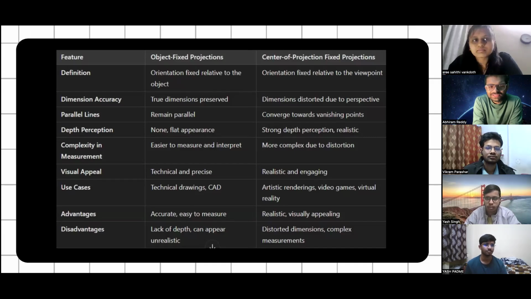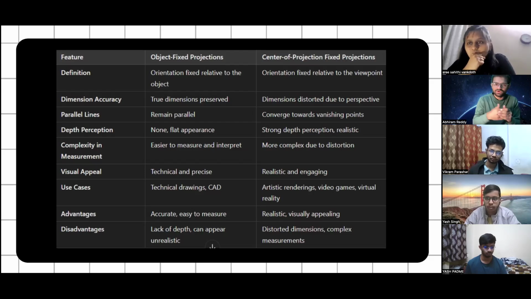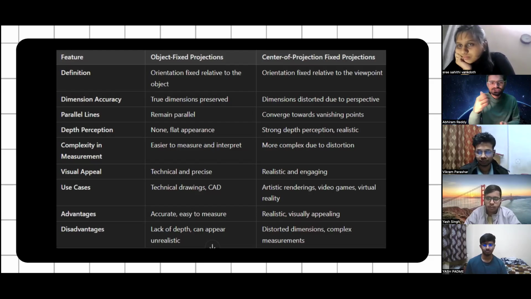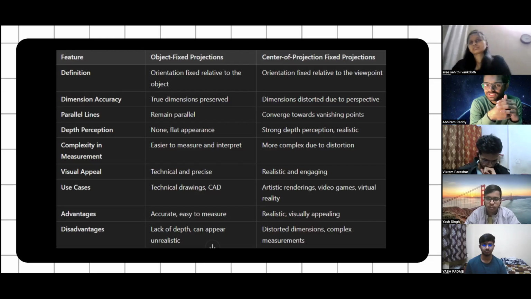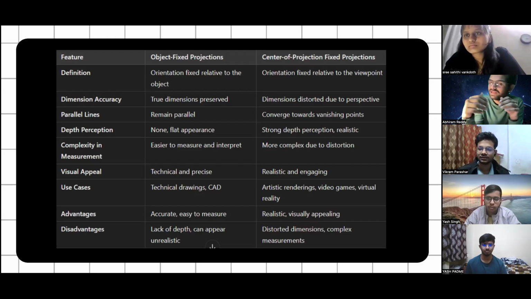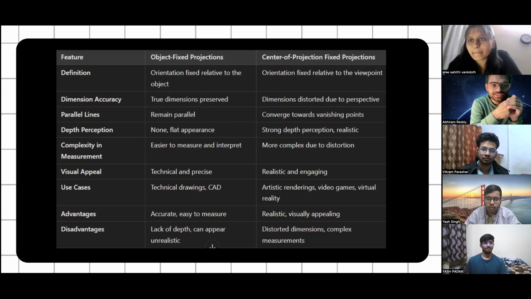So what are actually the differences? To sum up, the differences between object fixed projections and center of projection fixed projections, we have a few criteria on which they differ. Firstly is the orientation. In object fixed projection, the orientation is fixed relative to the object, and in center of projection fixed projection, the orientation is fixed relative to the viewpoint, that is the vanishing points that we have discussed.